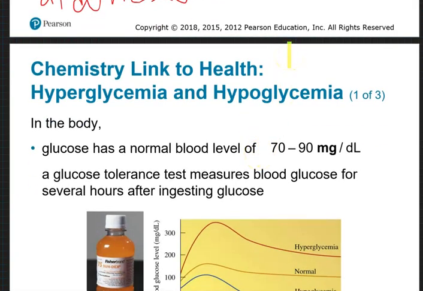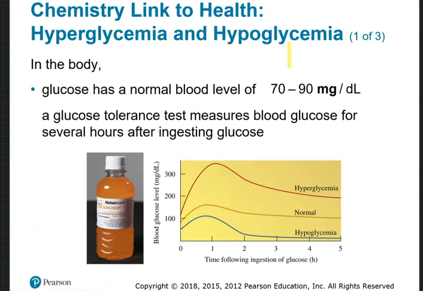Now, normal blood level of glucose, what's considered to be normal blood level, is 70 to 90 milligrams per deciliter. Technically speaking, anything up to 100 is considered to be normal. Okay? People who have diabetes is classified as the fasting blood glucose above 125 milligrams per deciliter.